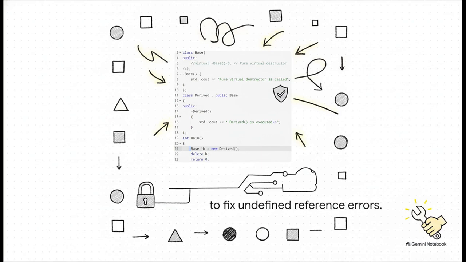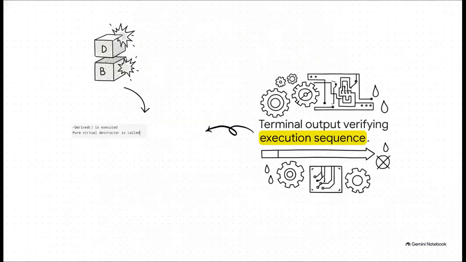Take a look specifically at lines 7 through 10. Even though the destructor is declared as pure virtual up on line 5 with that equals 0 syntax, we still provide a function body right beneath it. It's a simple addition, but it completely prevents that dreaded undefined reference error when your program tries to clean up memory. Now check out this terminal output.